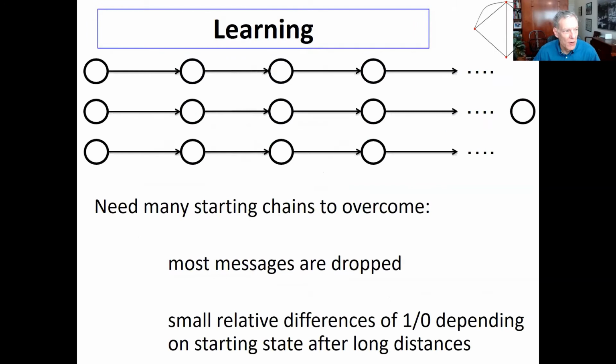And so what's happening here is with many chains, or with long distance chains, you're going to have many of these to overcome the fact that most messages are dropped. So you need many just to make sure that you're getting through. And then you've got relatively small differences of 1s versus 0s after long distances. So the longer this distance is, the more chains I need to overcome these relative mutation rates and to overcome the dropping rates. So that's the simple idea. It's just in the base model, and what we're going to start with is this, and then think about how to use this model to understand this learning problem, and then how to trim the tree.